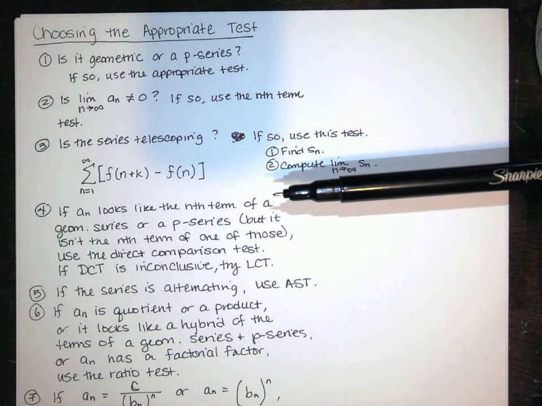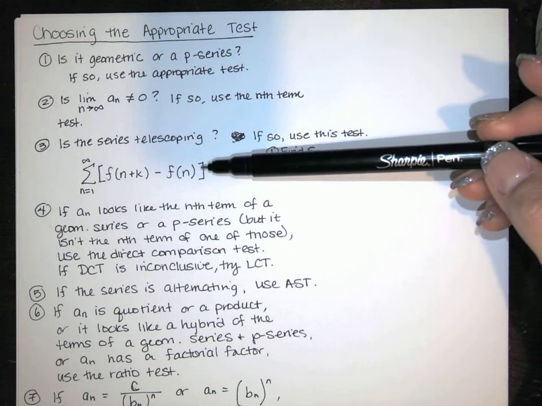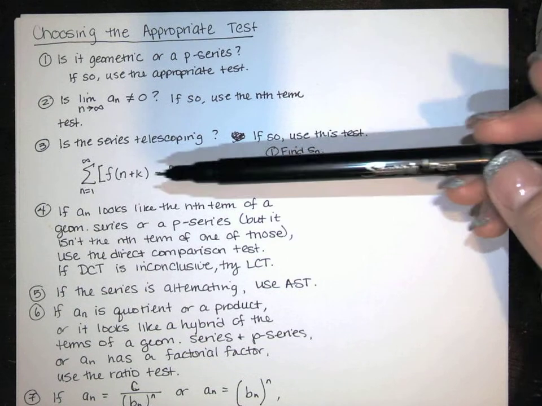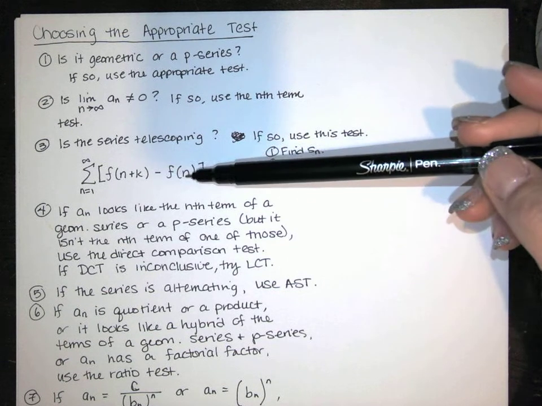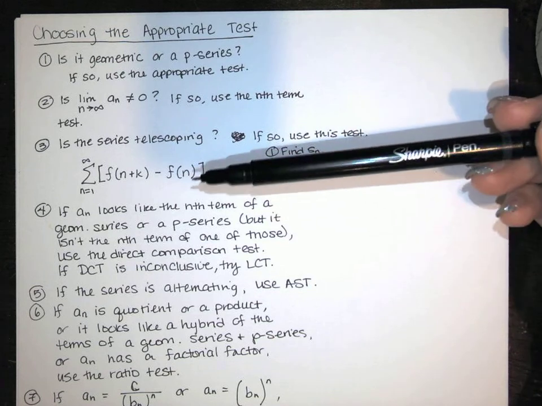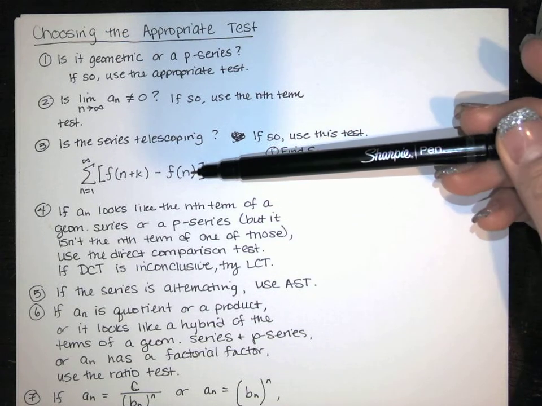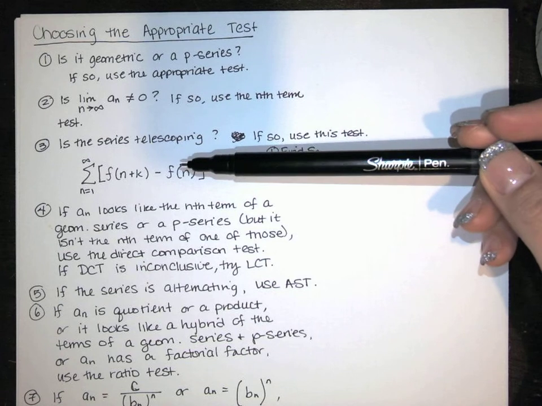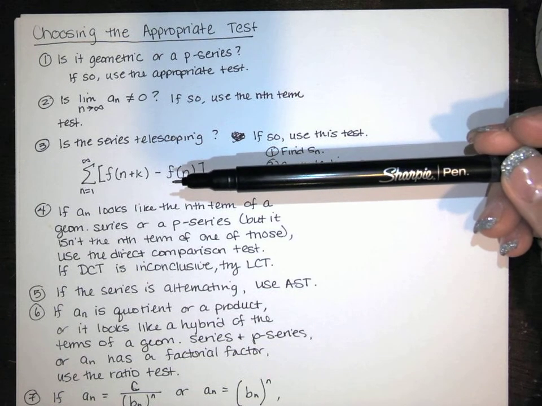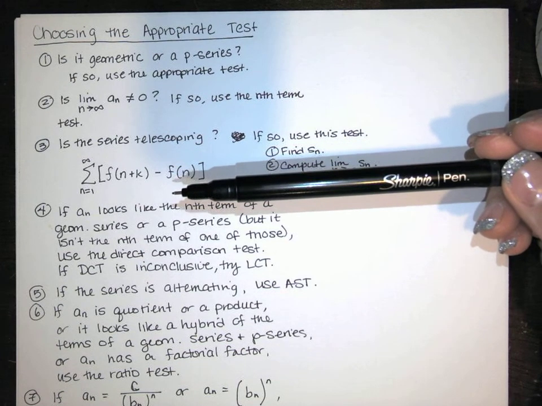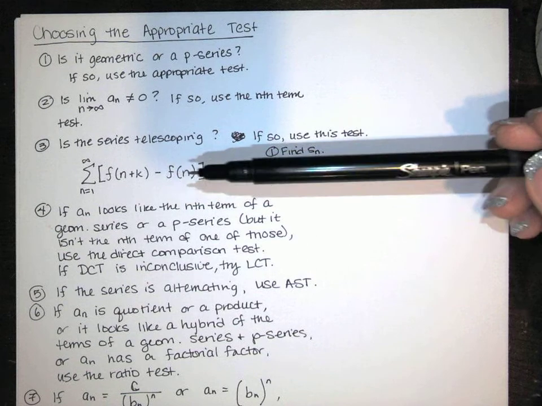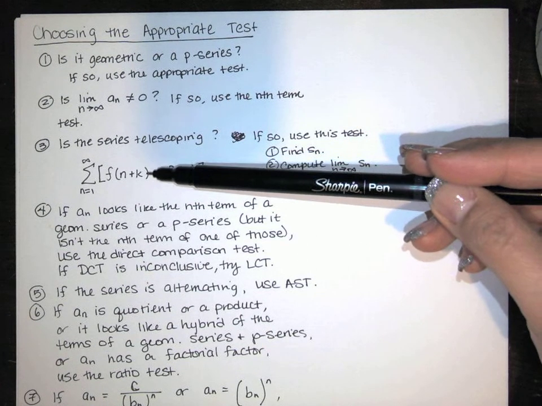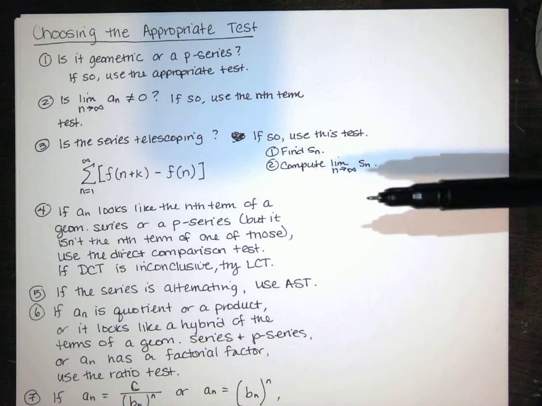Now remember, you can recognize a telescoping series if it has this form, or it can be rewritten in this form. So what you see is the same function here and here. One is evaluated at n plus k, the other one is evaluated at n, and they have opposite signs. If that's true, when you look at the partial sums, like s sub 1, s sub 2, s sub 3, you're going to see some cancellations because of that positive and negative here, and the fact that this one is evaluated at n plus k and that one's evaluated at n.